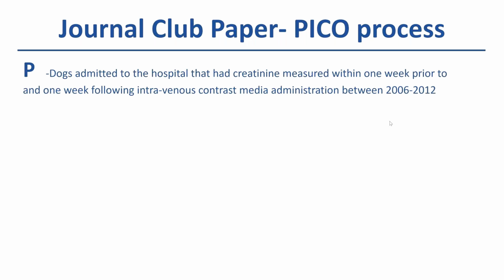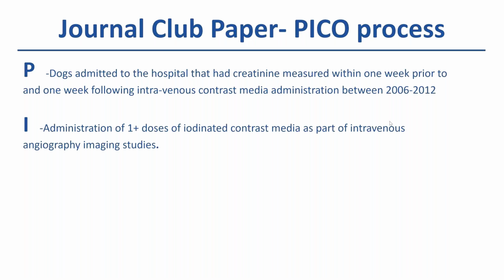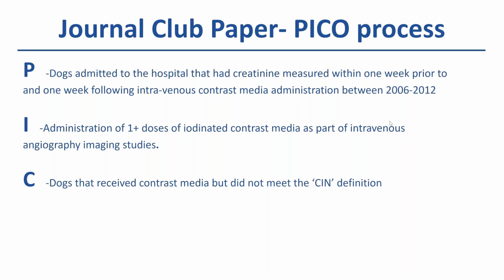The population was dogs that were admitted to the hospital that had creatinine measured within 1 week prior to and 1 week following intravenous administration of contrast between the dates of 2006 and 2012. The intervention they received was 1 or more doses of iodinated contrast media as part of intravenous angiography imaging studies. And they compared the dogs with contrast-induced nephropathy against dogs that received the contrast media but didn't meet the definition for contrast-induced nephropathy.